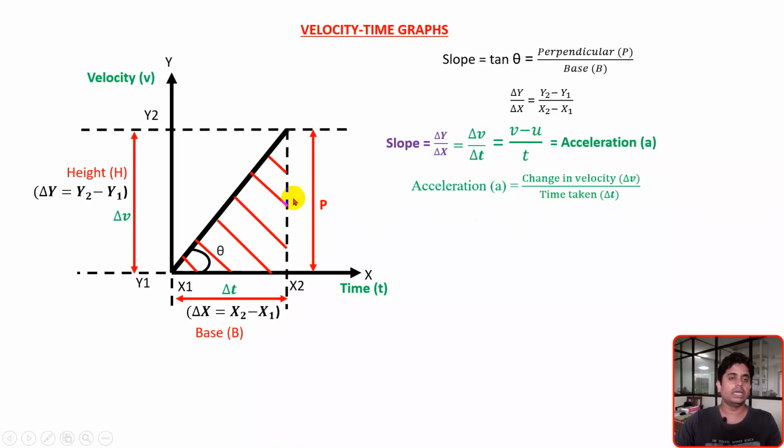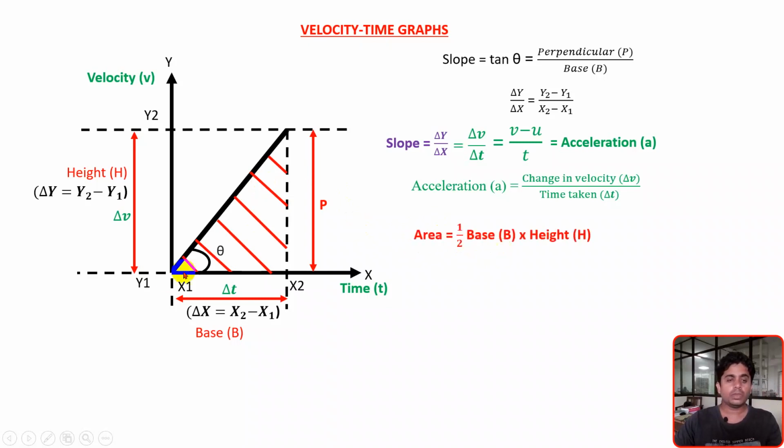So what I can say is, in the velocity time graph, the slope of this line will give me the magnitude of acceleration. One more time I will say, in the velocity time graph, the slope of this line will give me the magnitude of acceleration. And in the distance time graph, a similar line we have drawn there. In the distance time graph, the slope of the line will give me velocity. Here it is giving me acceleration, and there in the distance time graph, it will give me velocity.